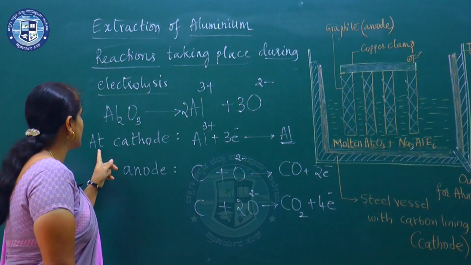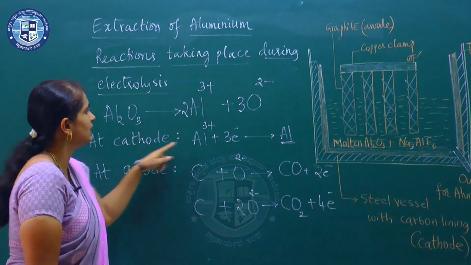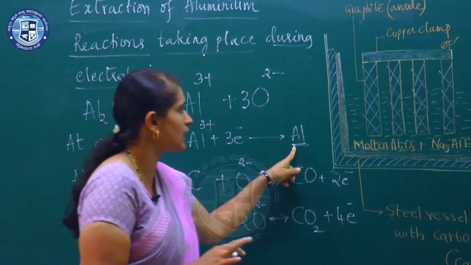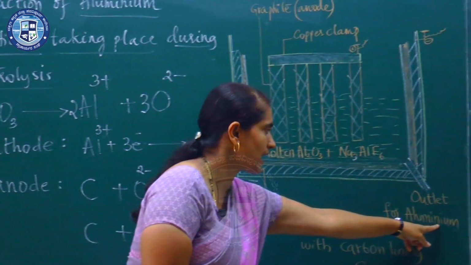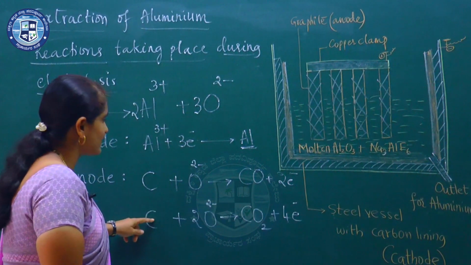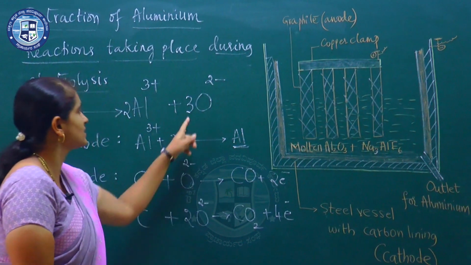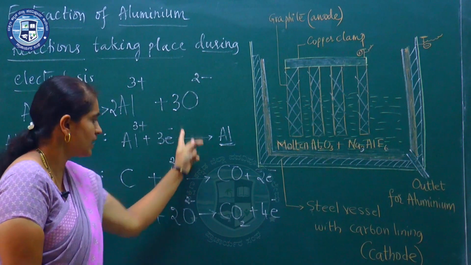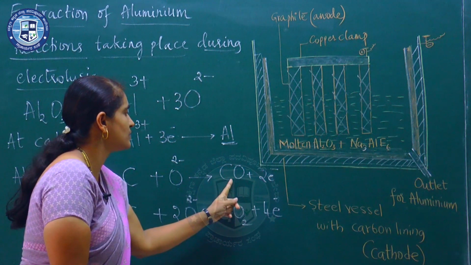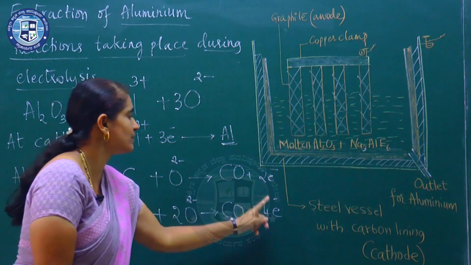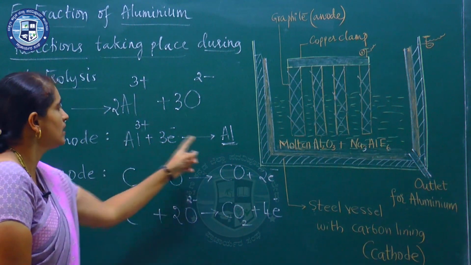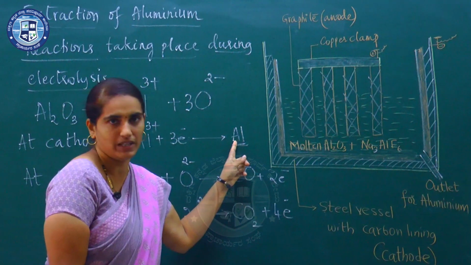Let me repeat, the reaction which takes place at the cathode is that the aluminium ion will take up 3 electrons and will get converted into molten aluminium and will come out at this cathode. And at the anode carbon is present, and that will react with the oxygen ions present here from that particular alumina, and it gets converted to carbon monoxide and carbon dioxide, liberating electrons. So these electrons will be taken up by aluminium ions to get converted into molten aluminium.